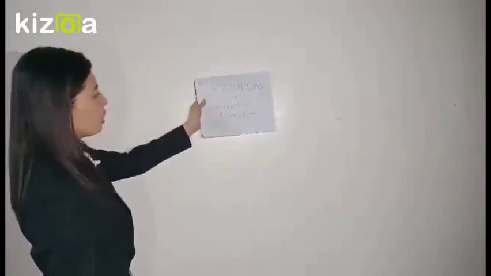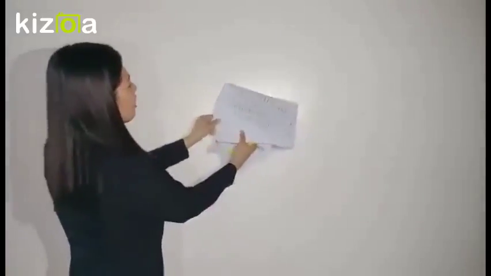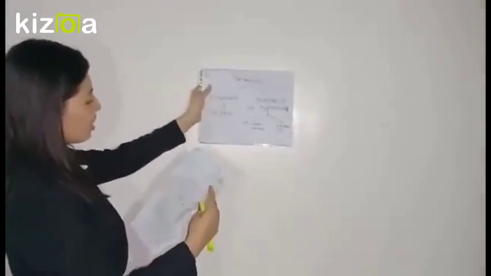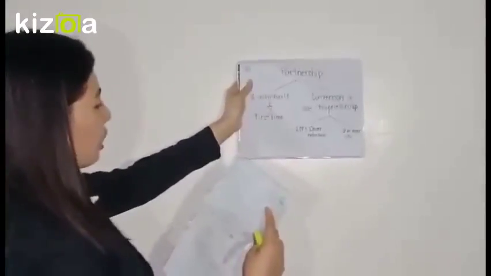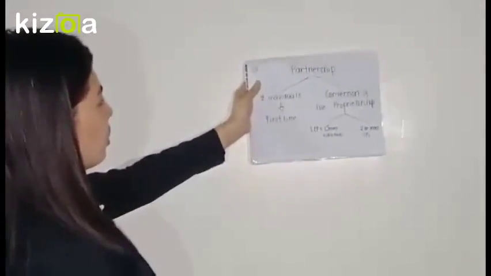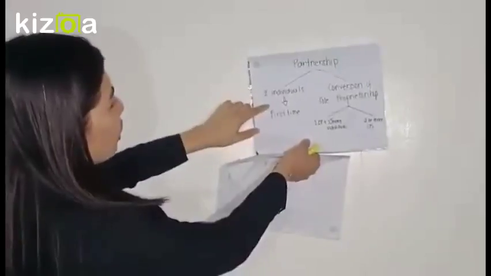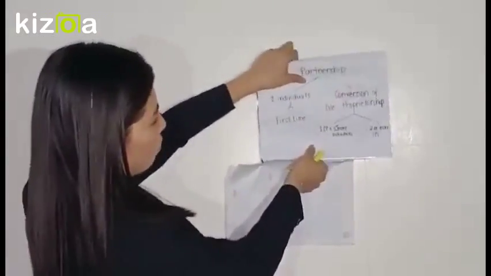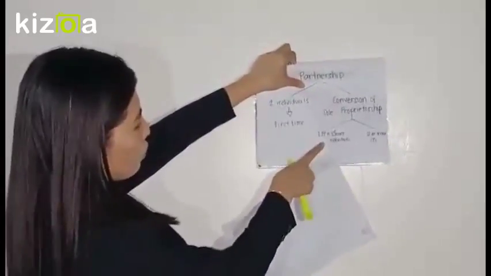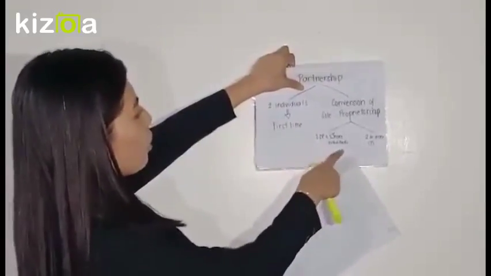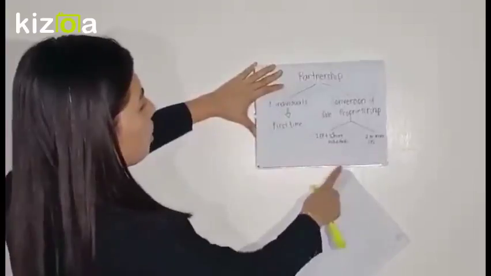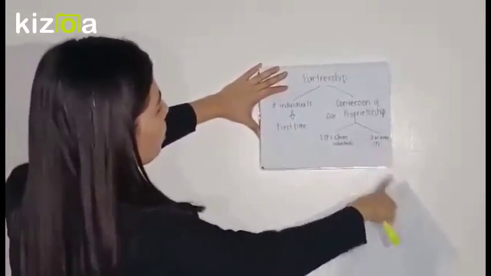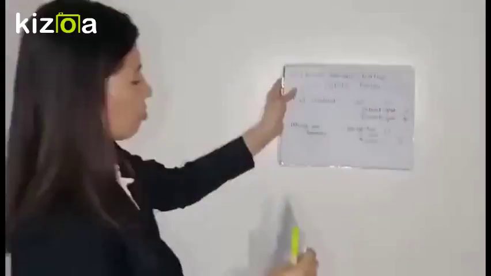Accounting for partnership formation. There are two ways of partnership formation. First, two individuals. Second, conversion of sole proprietorship: one sole proprietorship plus one or more individuals, or two or more sole proprietorships.